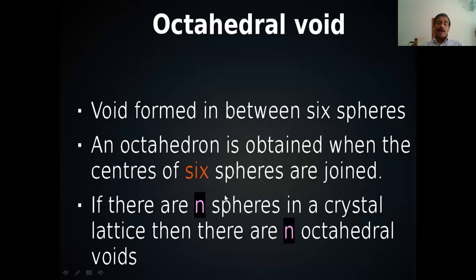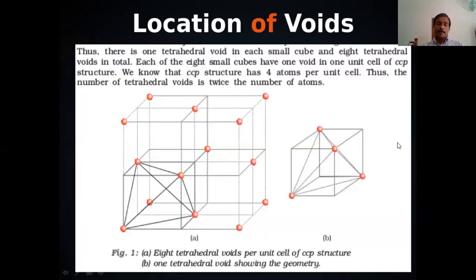If there are n spheres in a crystal lattice, then there are n octahedral voids, number of spheres or particles equal to number of octahedral voids. Where is the position? We mentioned in FCC there are 4 octahedral voids and 8 tetrahedral voids. Where are they present? Or the position of tetrahedral and octahedral voids? Or the location of these voids? First, we can see the location of tetrahedral voids.